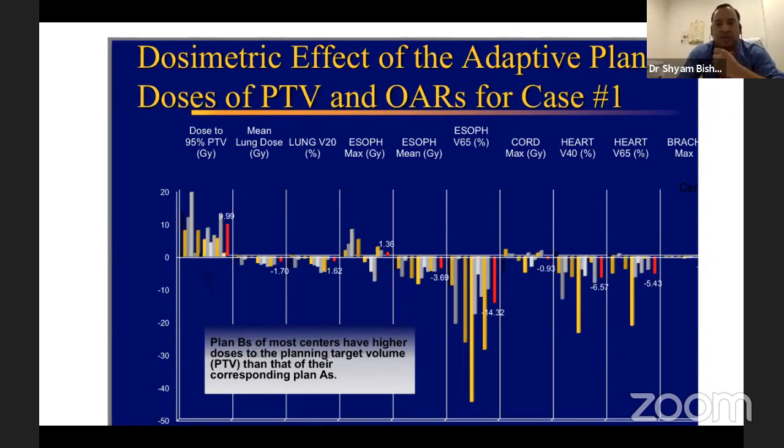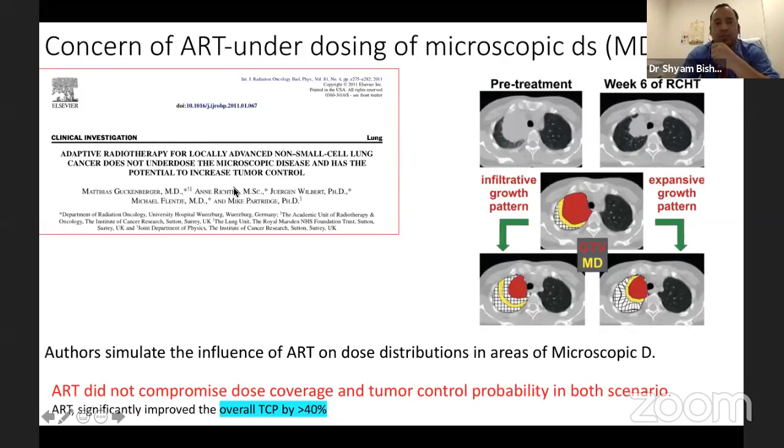Dosimetrically, this is the dry run of the RTOG 1106, in which there is improvement in the dose to the target and decreased dose to the OARs because of adaptation. But there is a concern which we faced even when we published our paper in 2014, regarding the underdosing of the microscopic area if you are reducing the volume.